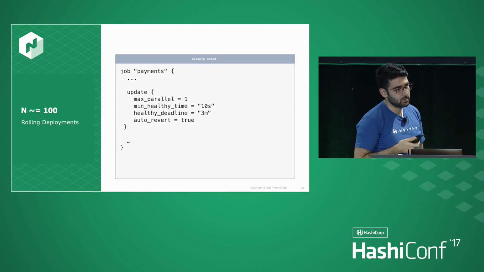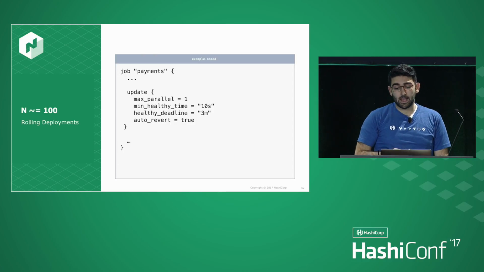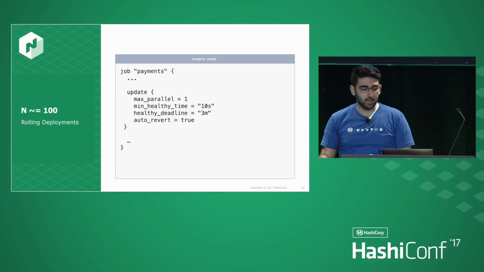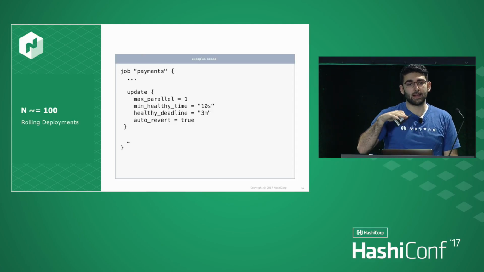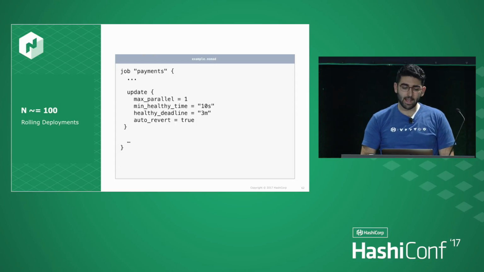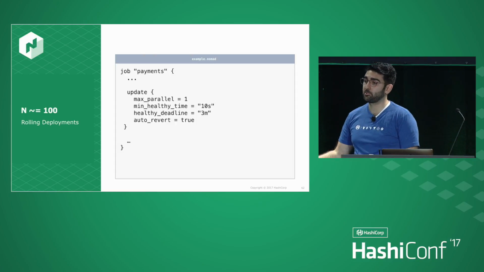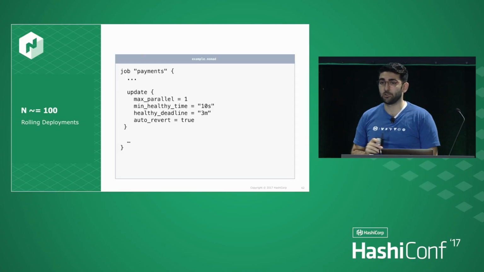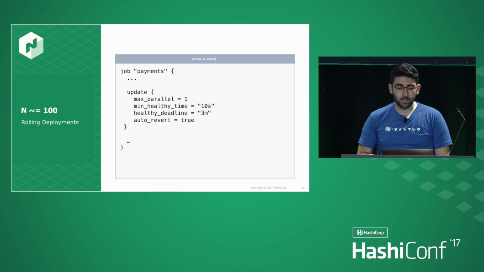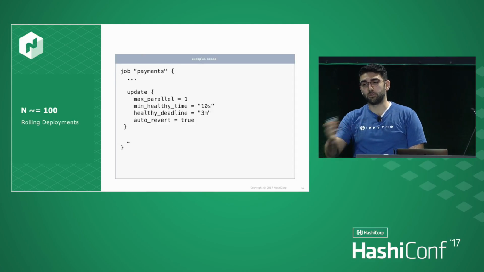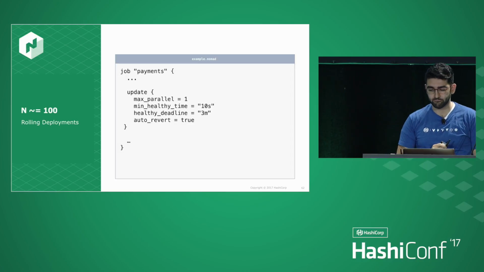So in this case, the operator is telling Nomad, hey, I want you to update my job one at a time. And every time you place a replacement of the job, I want you to make sure it's healthy for at least 10 seconds before you place another one. And I want you to give it at least 3 minutes to become healthy. If it doesn't become healthy after that, consider the allocation unhealthy. And if it's unhealthy, you can optionally auto-revert. So Nomad can revert you back to a healthy job version.